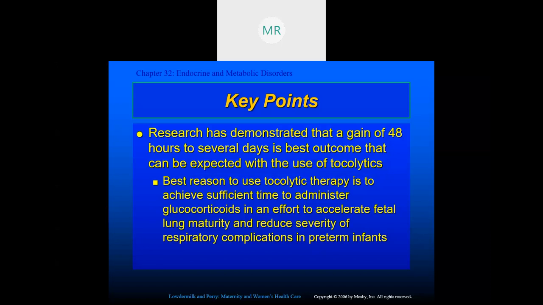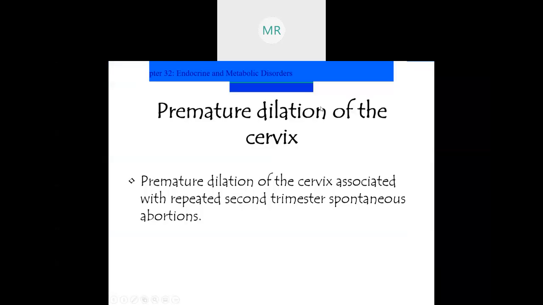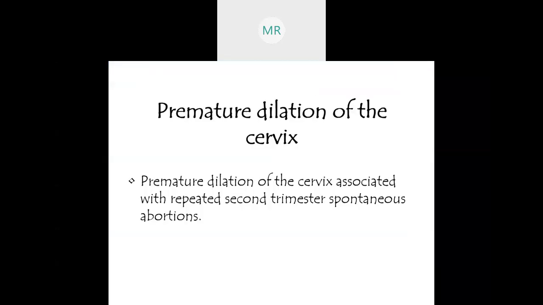Research has demonstrated that a gain of 48 hours to several days is the best outcome that can be expected with the use of tocolytics. We know the baby's going to be born. The baby wants to be born. Mom is having contractions. Stop the contractions. Immediately give her the betamethasone. Buy yourself a little bit of time before you take her back for delivery. Stay tuned, because we will talk about that a little bit more.